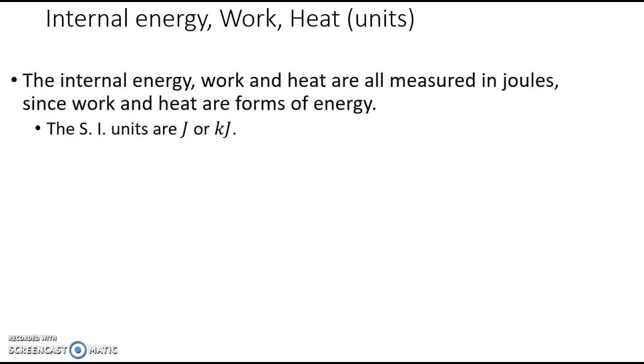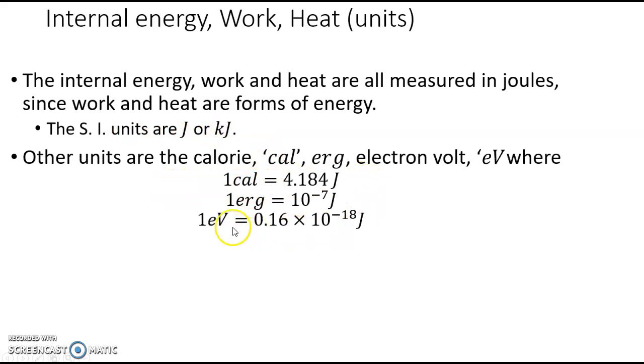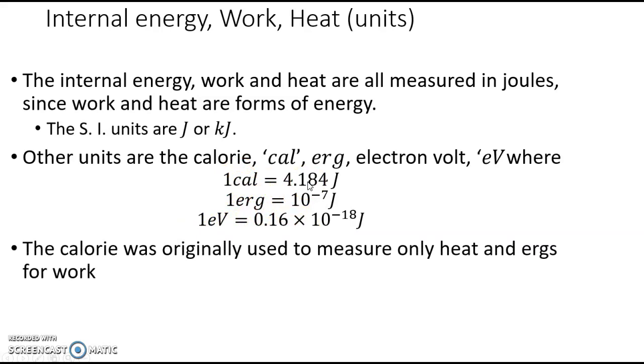The internal energy, work and heat are all measured in joules because they are forms of energy. So the SI unit for everything is joules or kilojoules. Other units that can be used are the calories, the erg, and electron volts. The calorie was initially used only to measure heat and ergs for work, but since they are both forms of energy, they can be used interchangeably. 1 calorie is 4.184 joules, 1 erg is 10 to minus 7 joules, and 1 electron volt is 0.16 times 10 to minus 18 joules.